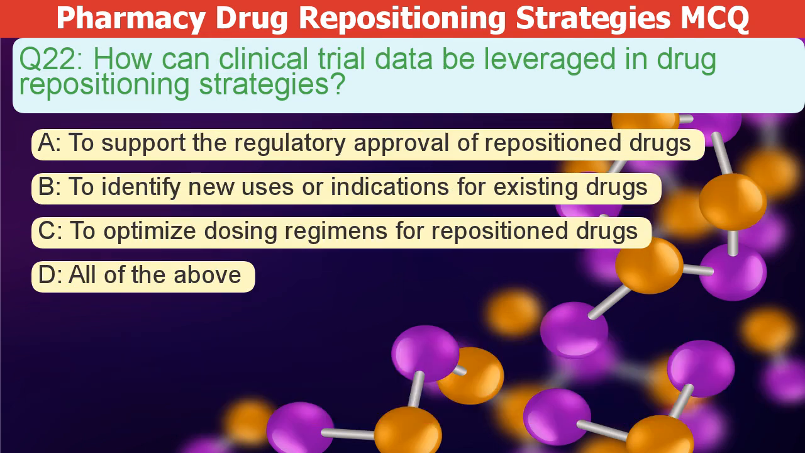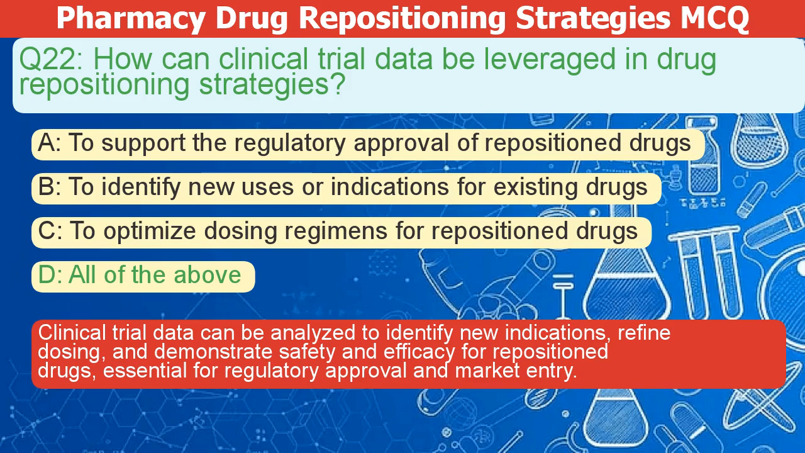How can clinical trial data be leveraged in drug repositioning strategies? A. To support the regulatory approval of repositioned drugs. B. To identify new uses or indications for existing drugs. C. To optimize dosing regimens for repositioned drugs. D. All of the above. The correct answer is D.